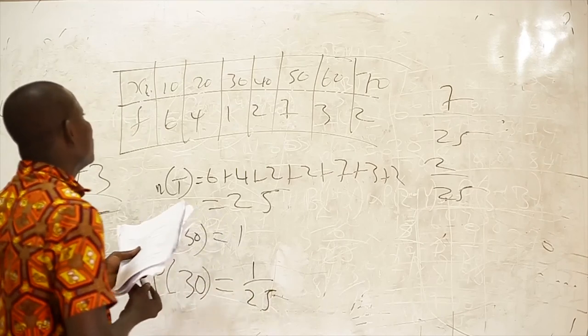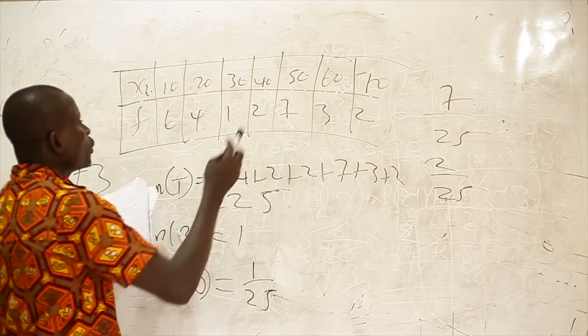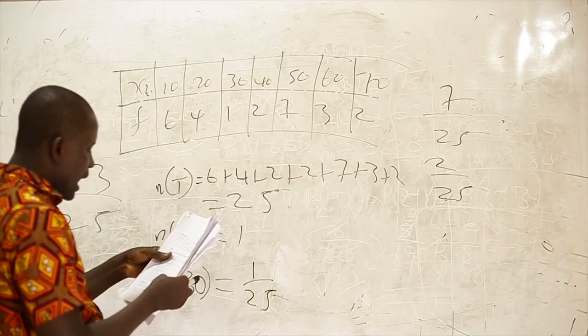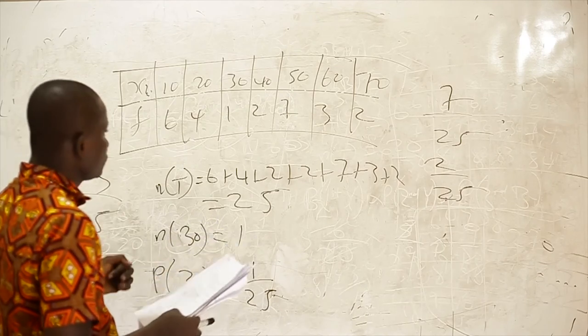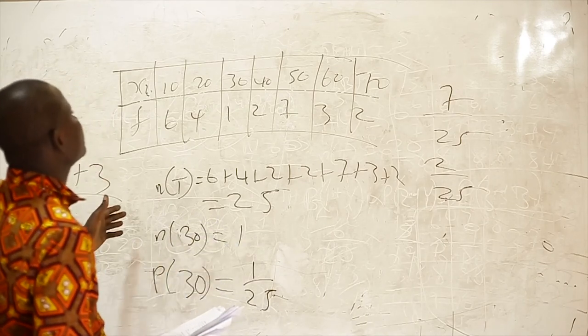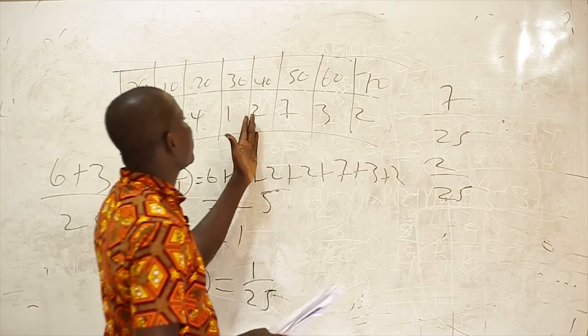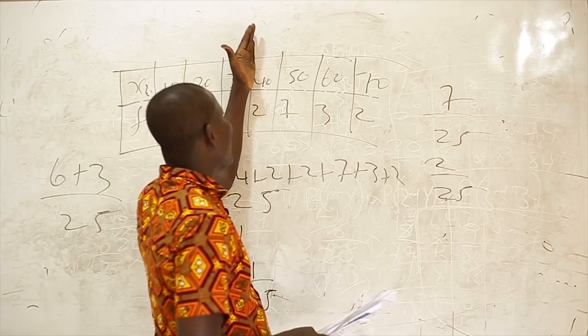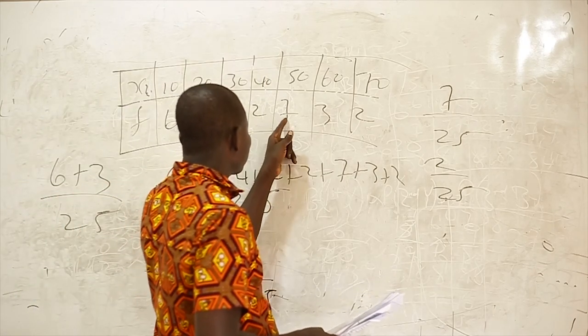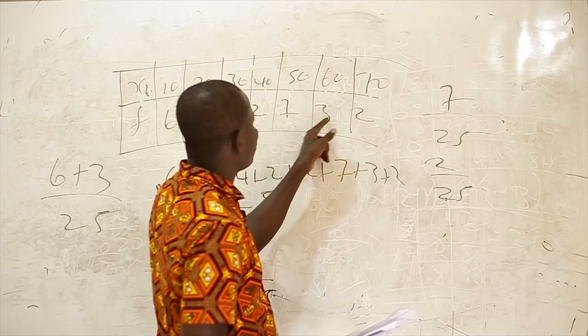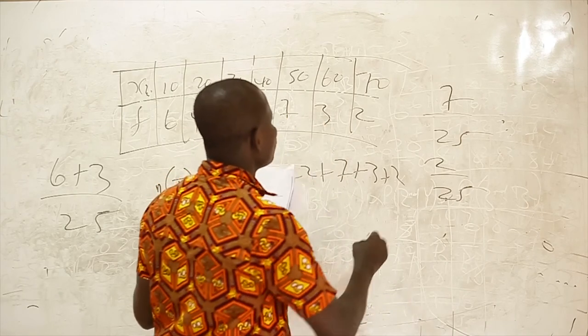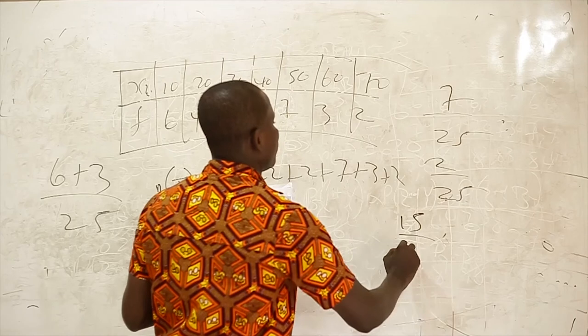The 25 is the summation of the number of students who sat the examination. At least 40. The lowest is 40, so we start from here. So people who got at least 40, the least is 40. So it will be this plus this, what? 9, 12, 15. So at least 40 will be 15 over 25.